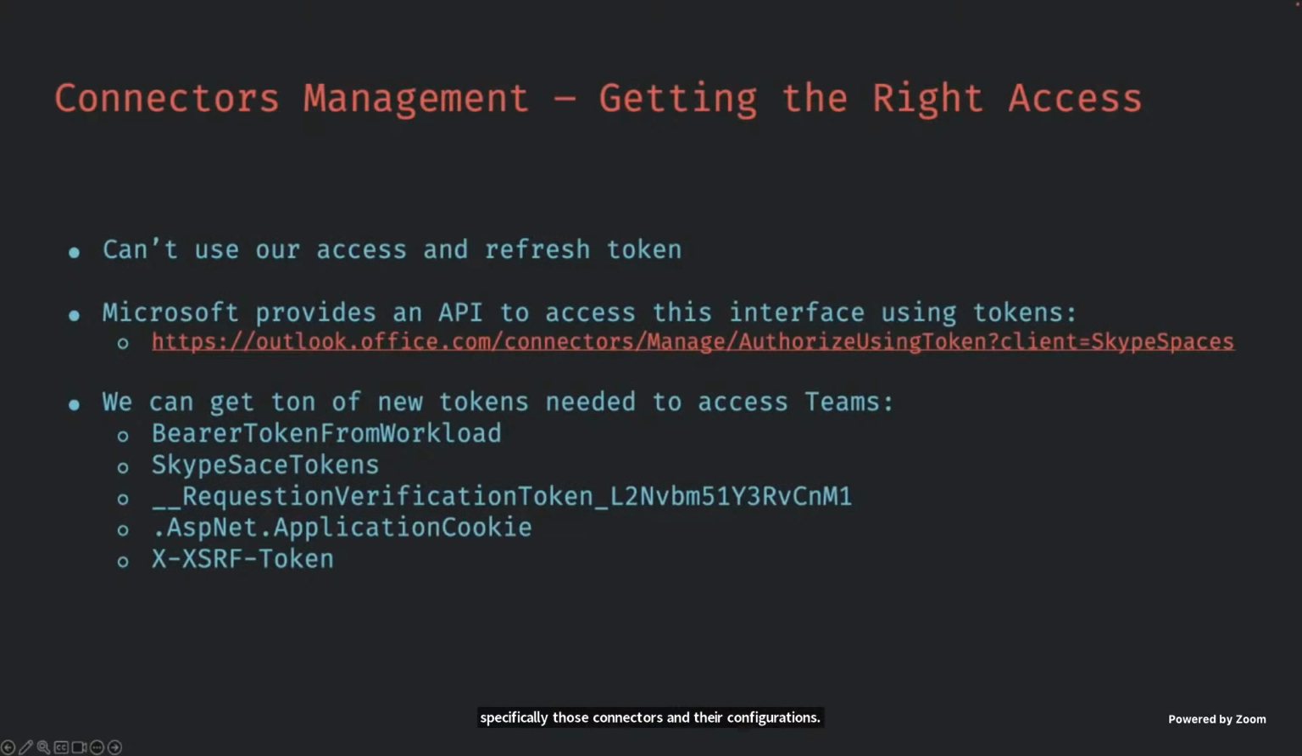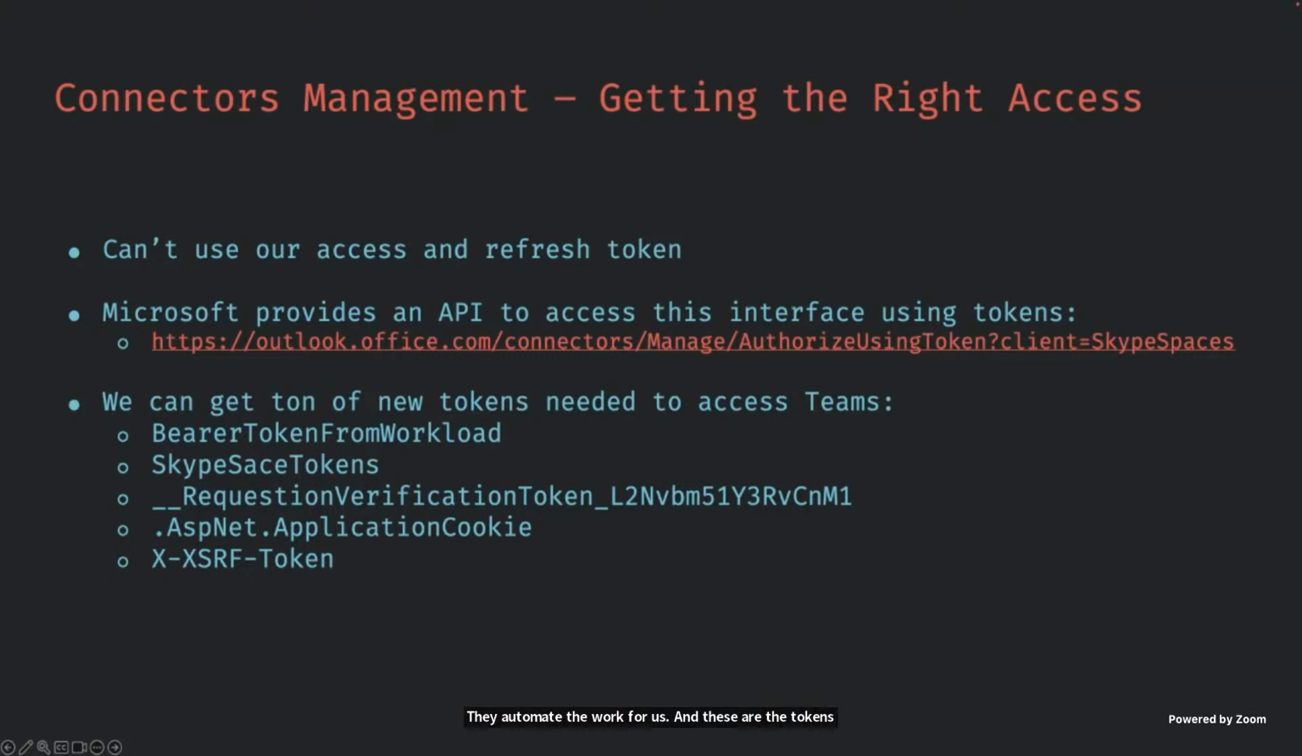As I mentioned, we couldn't just use our standard access and refresh token because those are assigned to graph. But luckily, Microsoft has done all the hard work for us. They have provided an actual API that we can query using our access tokens, and we can define the client as Skype Spaces. They do all the work for us. They generate all the proper privileges, all the new access tokens we need for Teams. They automate the work for us. And these are the tokens that we need.